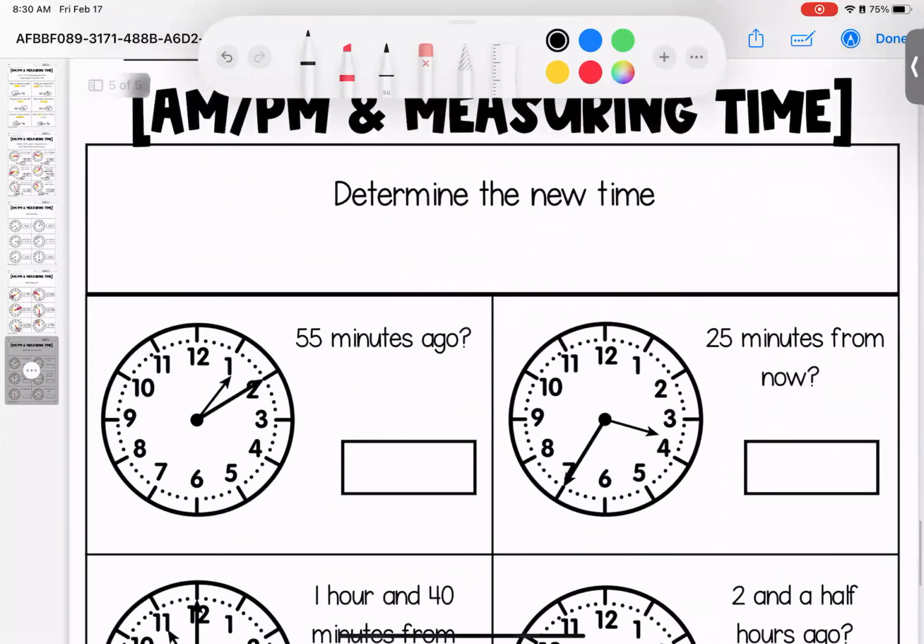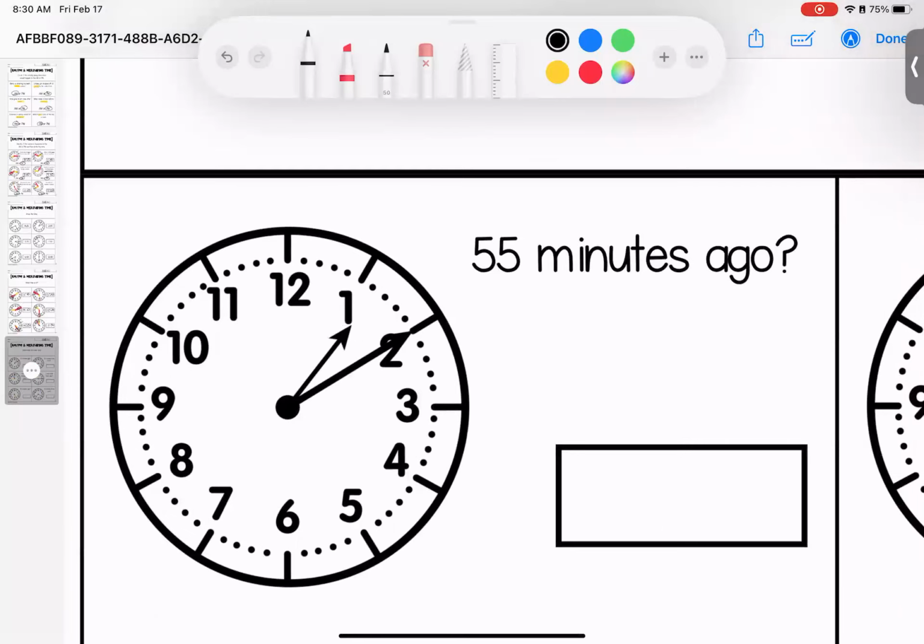All right, last page. This was a stretch. I gave you the clock and I asked you to tell me the new time. So, what time was 55 minutes ago?